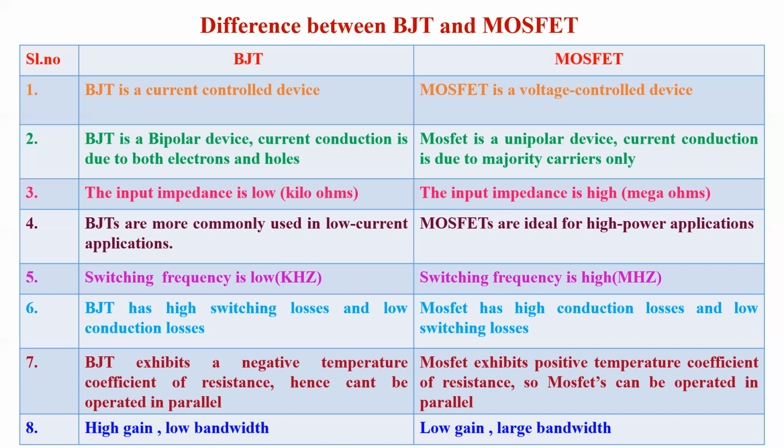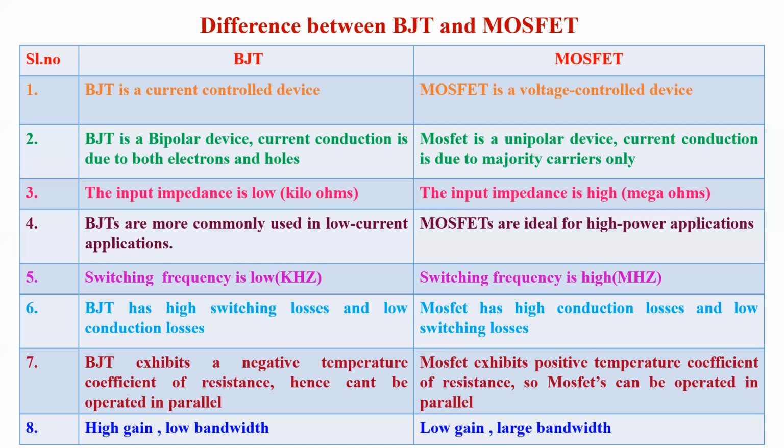Whereas BJT is a bipolar device, that is, current conduction happens due to both electrons and holes. So both electrons and holes will contribute to the current. So if electrons are the majority carriers, then holes will be the minority carriers. So like that, both will be contributing to the current. Whereas in case of MOSFET, it is a unipolar device. So current conduction happens due to majority carriers only. Either the current conduction happens due to holes or electrons.